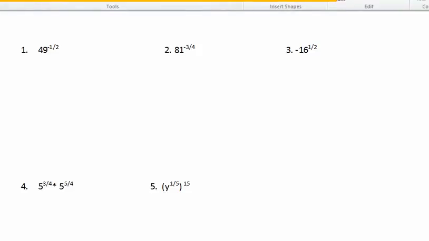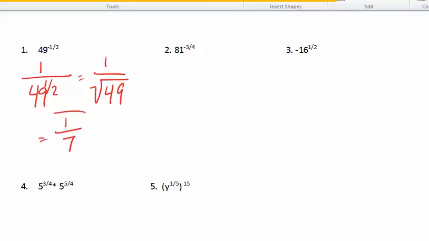So in number 1 with that negative exponent, I'm going to change that to 1 over 49 to the positive 1/2 power. And then I'm going to go ahead and change that exponent into a radical. So it's going to become the square root of 49. And the square root of 49 is 7. So our answer is 1/7.